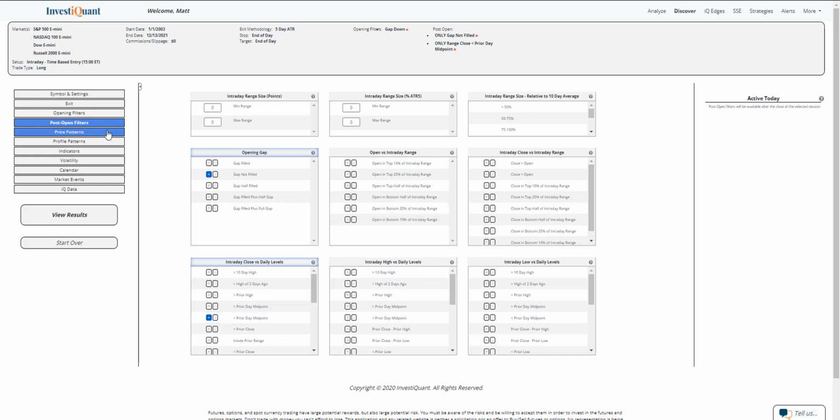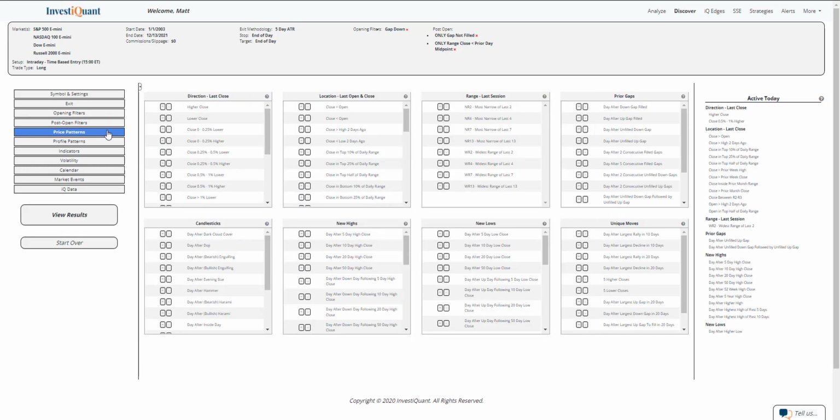All right, next I'm going to go into the price patterns, and I'm going to add some information around the strong session we had on Friday. So I'm going to go to the new highs section here from the active today and grab one of these. I'm going to go with the 20-day high close. I could go 50, 52-week, 5-year. All of those are valid, but 20 will give me a few more samples to look at, so we'll go with the 20-day high close.